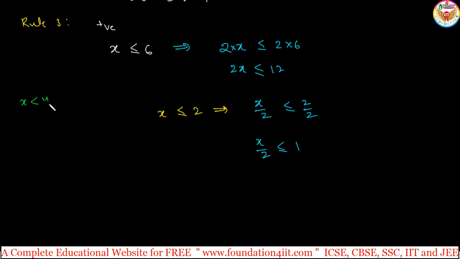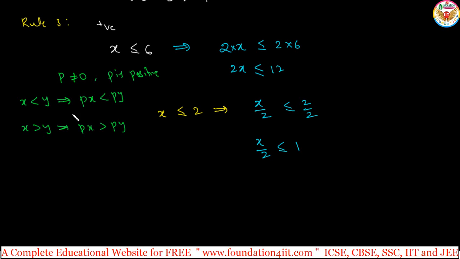If x is less than y, then px is less than py. Here p is a positive number, only positive. In the same way, if x is greater than y, and any number is multiplied, px is greater than py. Here p is not equal to 0 and p is positive.